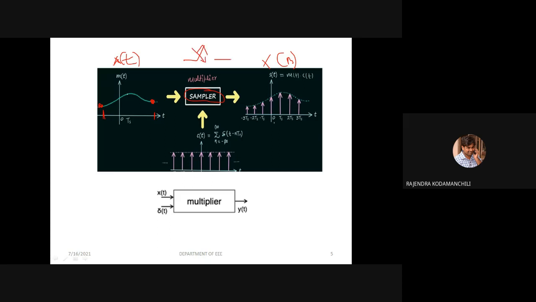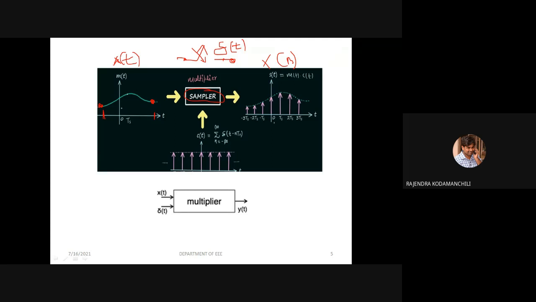It is a simple switch. The switch is called a sampler. It is denoted by del of t. It is a sampler. It is like a switch.